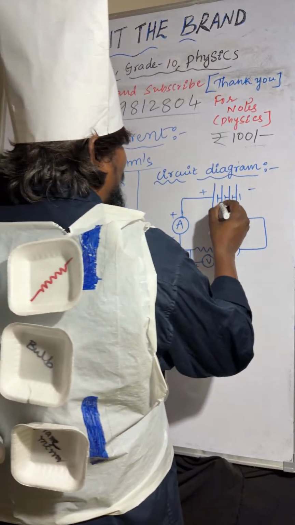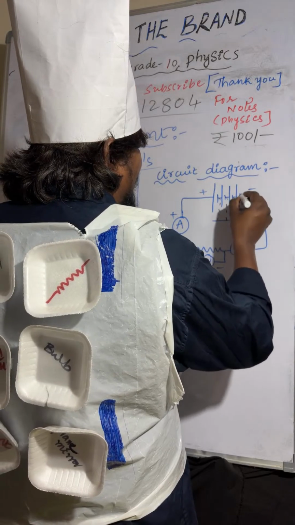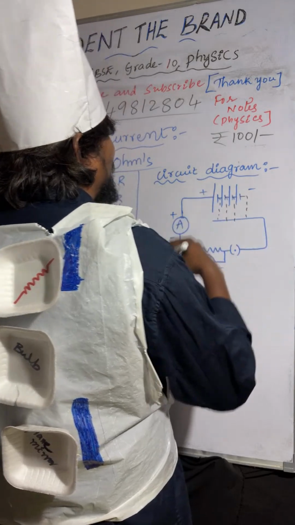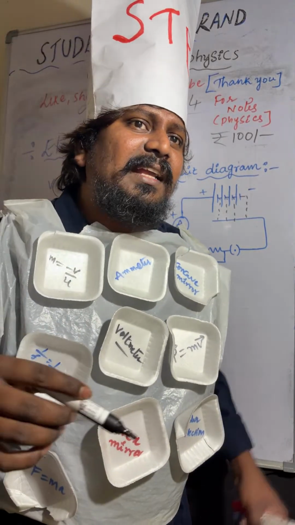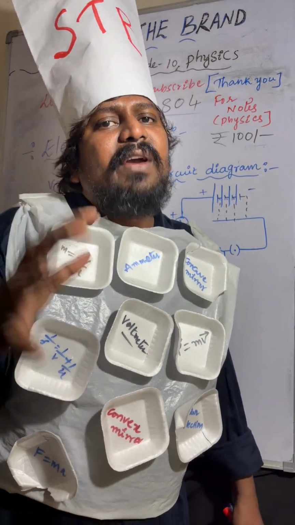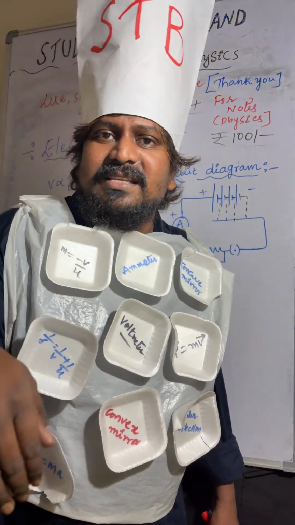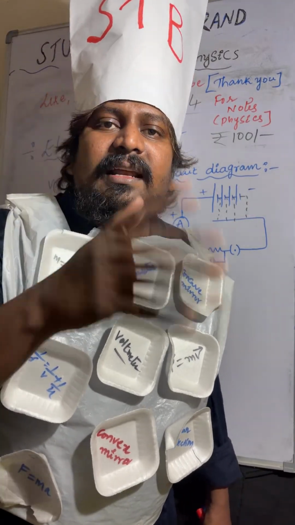Here I'm connecting the first cell, the second cell, the third cell, and this is the fourth cell. Why, sir, are you connecting with dotted lines? Why can't you connect with normal lines? Because when you are connecting the cells in the circuit, you are connecting one by one.